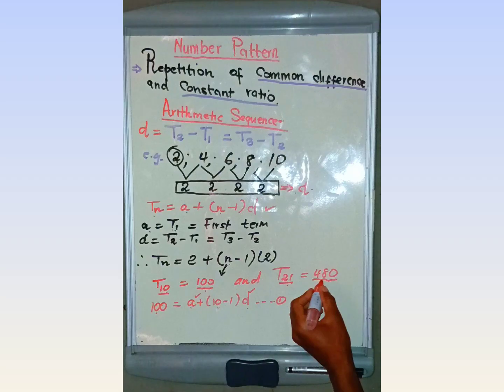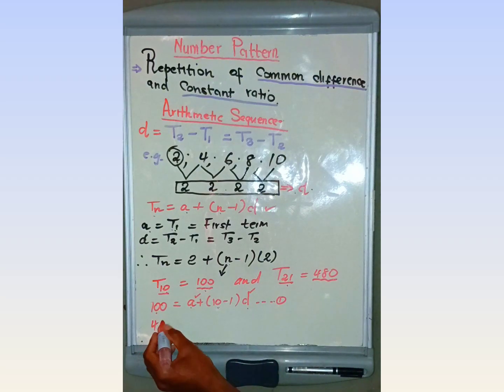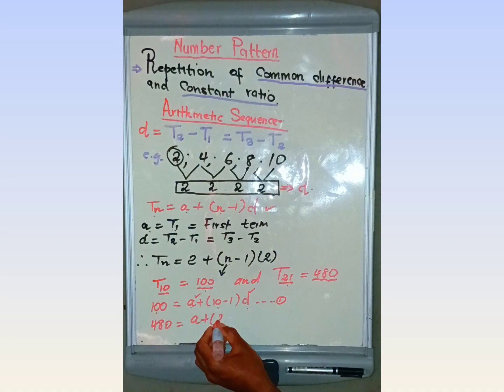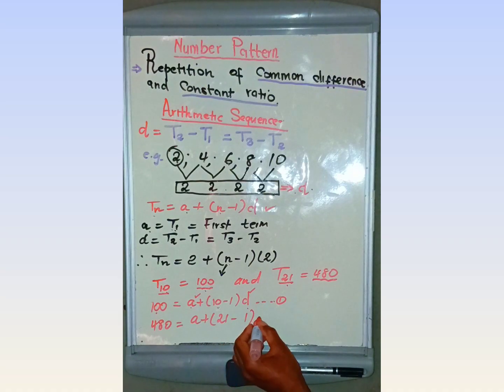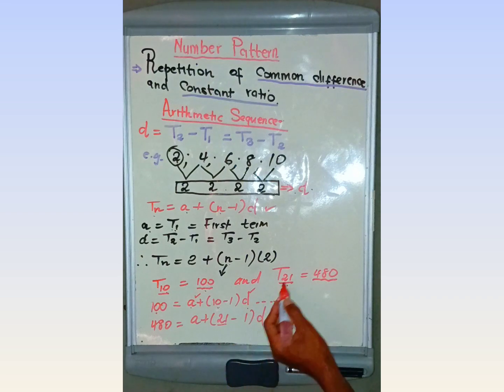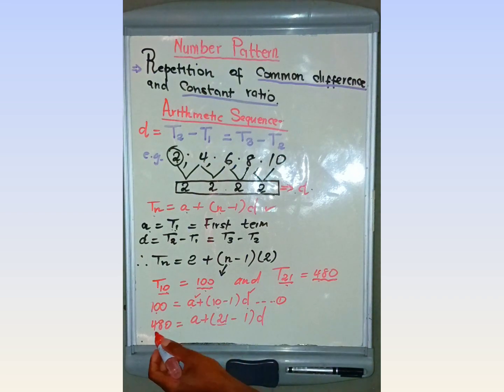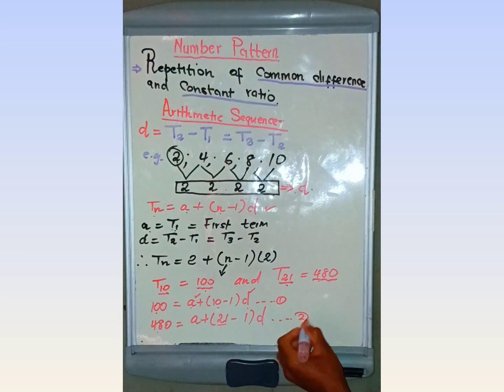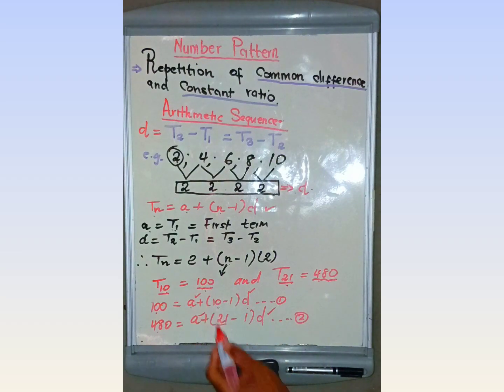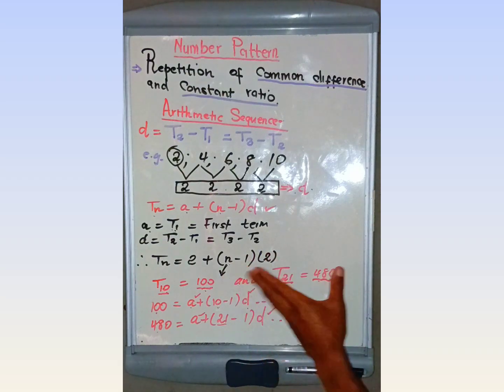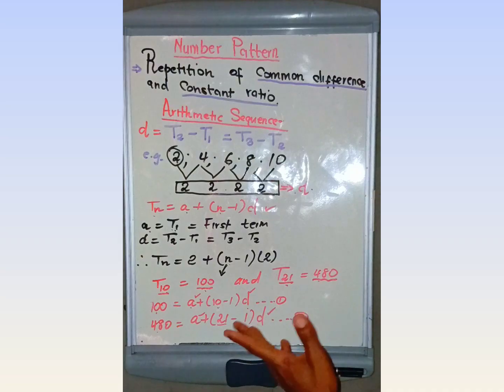Then for the second equation, I'm going to use this one. I have 480 equals a plus (21 minus 1) times d. Instead of writing n here, I put 21, and for Tn, I put 480, as you see. This is our second equation. Then we have two unknown variables, so we are able to find the value of a and d. That's why we say this is the simultaneous equations.